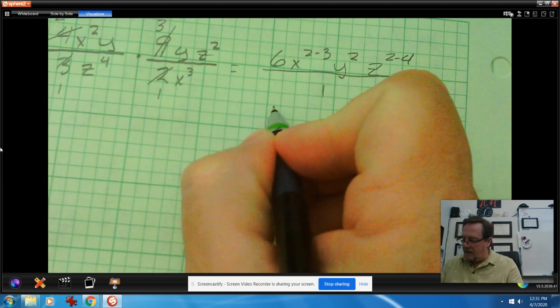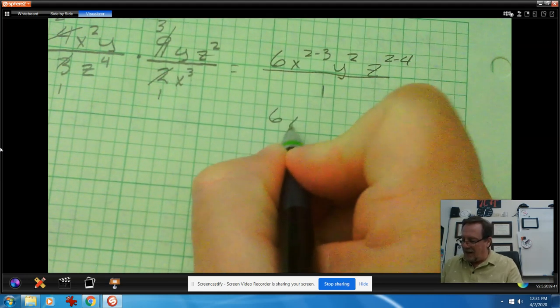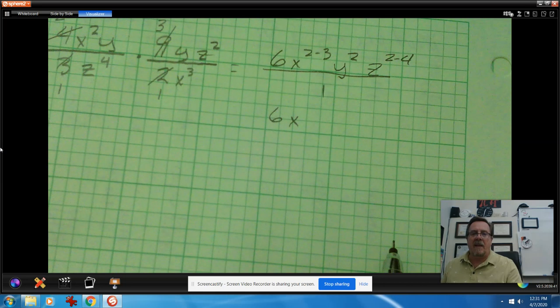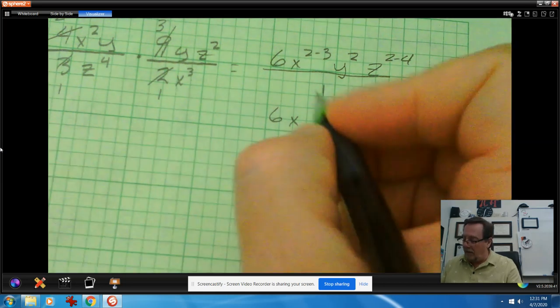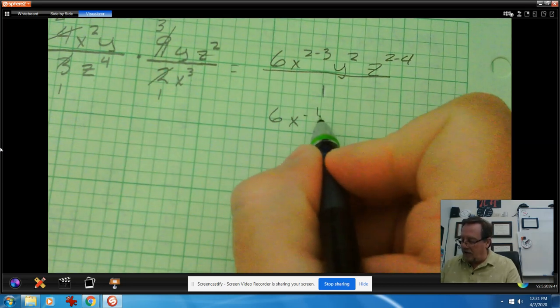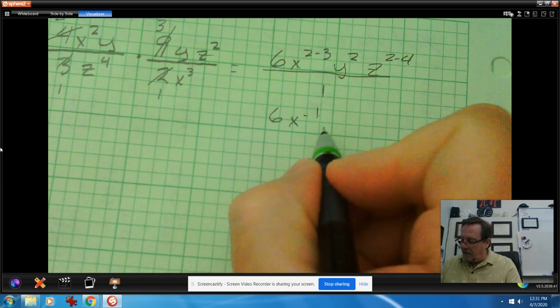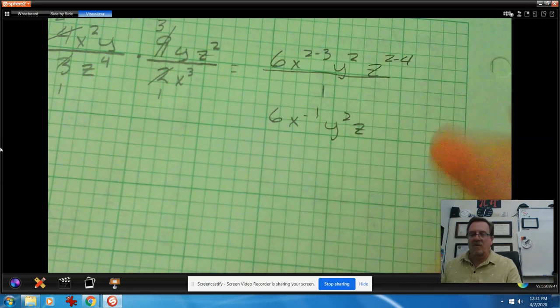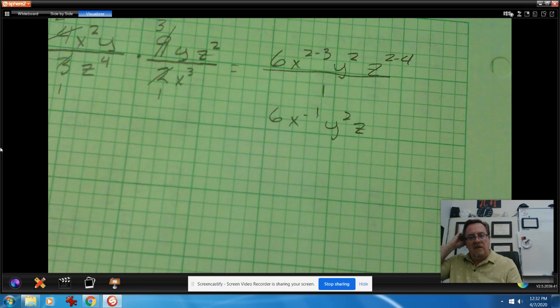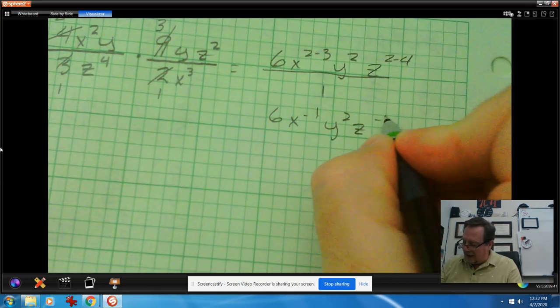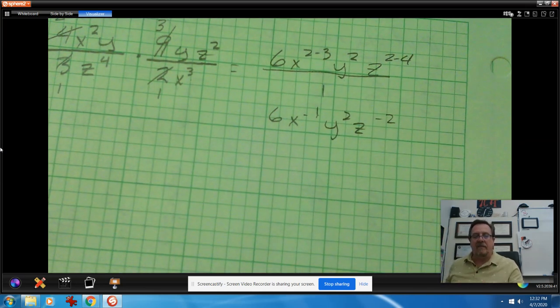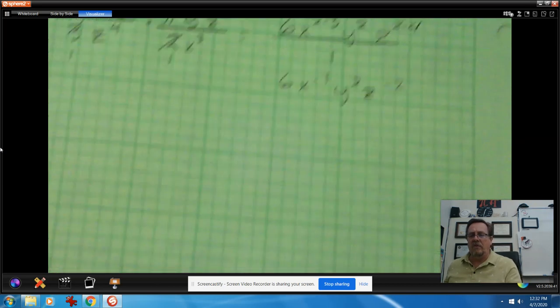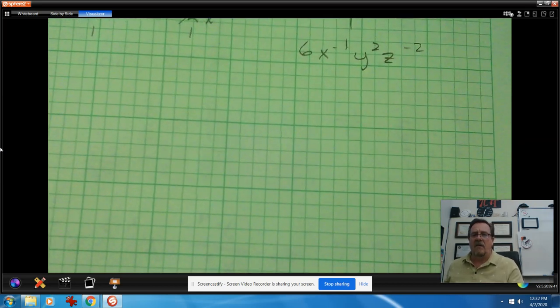We've got 6 x to the, what's 2 minus 3? -1, they all said in unison. Thank you very much for saying that. And then we got a y squared still, but then we have a z. What's 2 minus 4? -2, they all said again. Do you remember what you do with negative exponents?